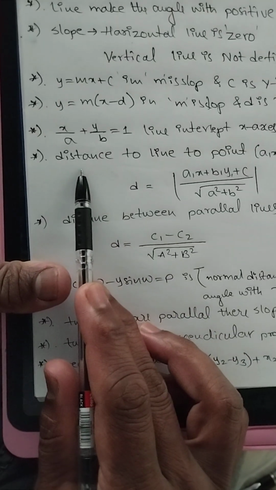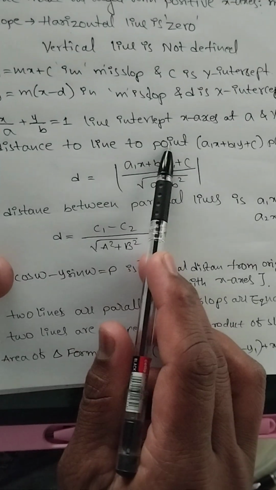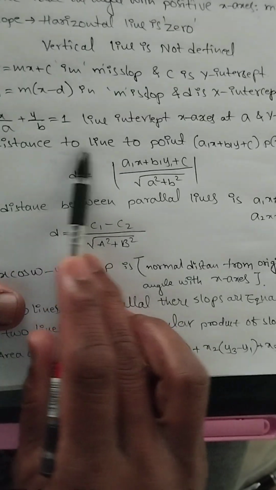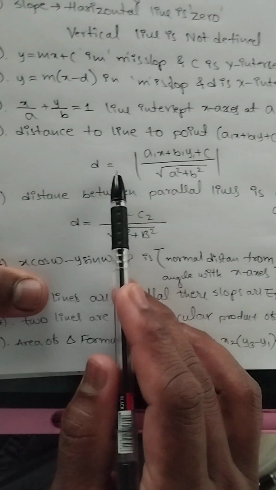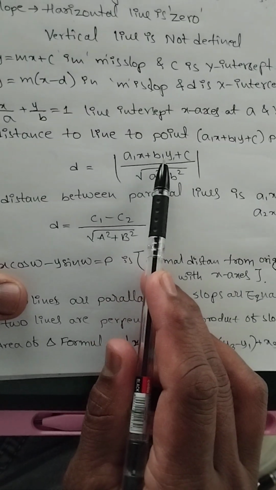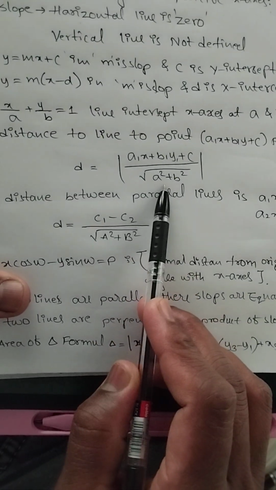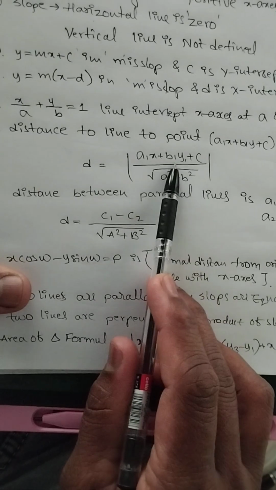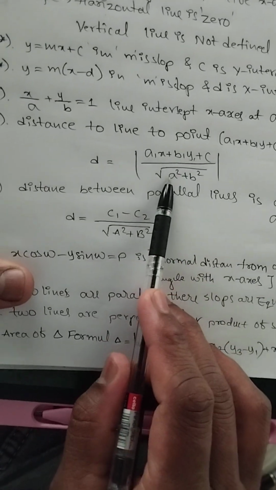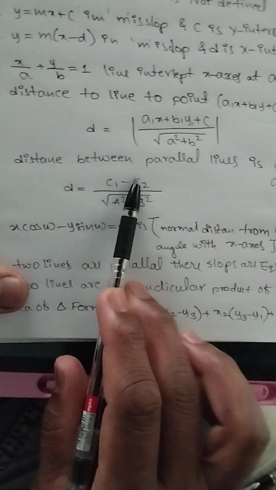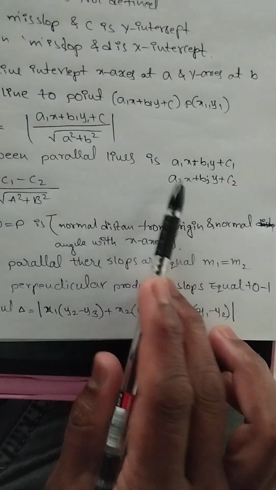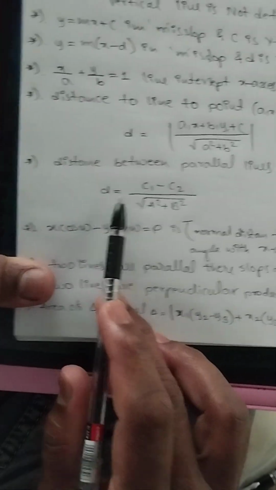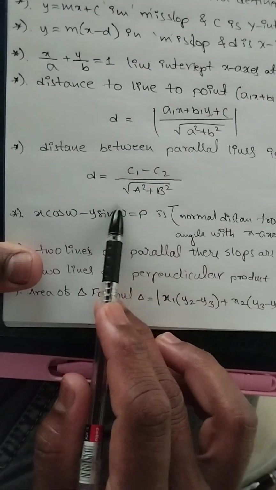Okay, then the distance from one point to a line, the perpendicular, right, that is d equal to (a1x plus b1y plus c1) by the square root of (a square plus b square), the distance between point and line. Then the distance between parallel lines, suppose these two are parallel lines, what is the distance? The distance is (c1 minus c2) by the square root of (a square plus b square).